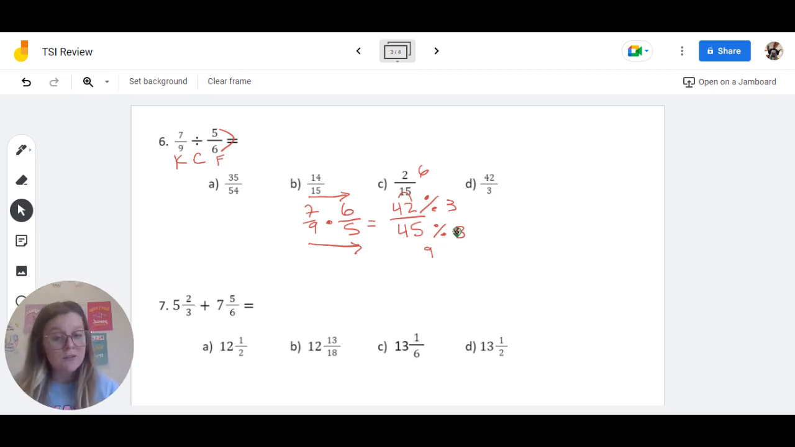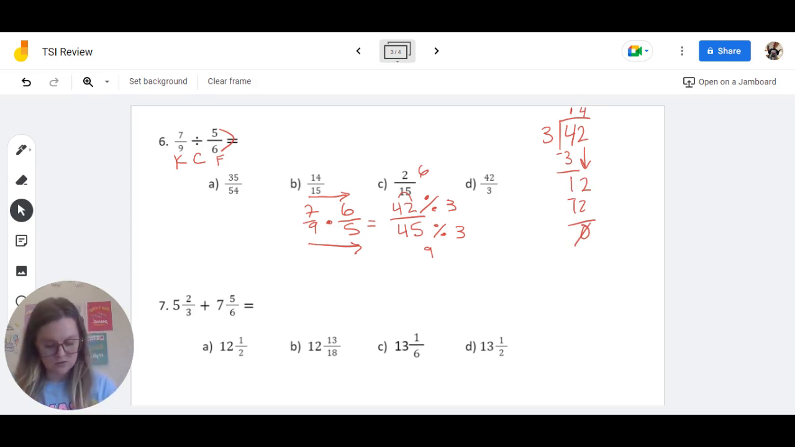Remember, we don't have a calculator on this. So if you don't know 42 divided by 3, that's okay. We know how to fix it. We're going to put the first number on the inside, the second number on the outside. 3 goes into 4 once. 1 times 3 is 3. Subtract it. Bring down your 2. 3 goes into 12 4 times, and I have no remainder. So that means 3 times 14 will give me 42. So that's the number on the top. And then I already see my answer choice here. The only one that has a 14 on the top is B.